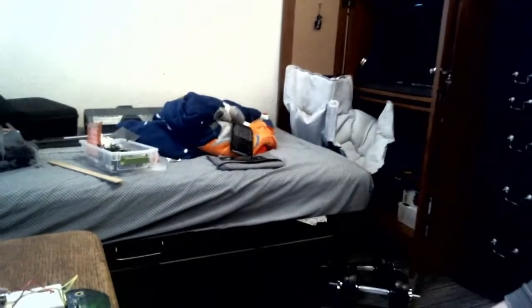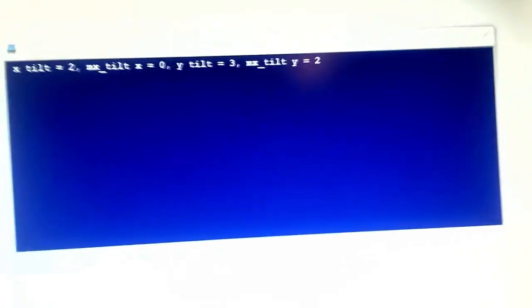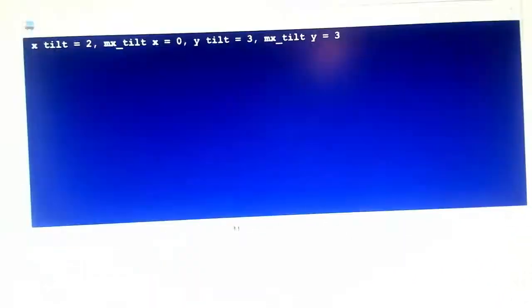So this is challenge number 1. Here's the board, and I'm just going to be tilting it around somewhat, and I'll show you the screen output right now when I switch to it. Okay, sorry about that. So this is number 1.